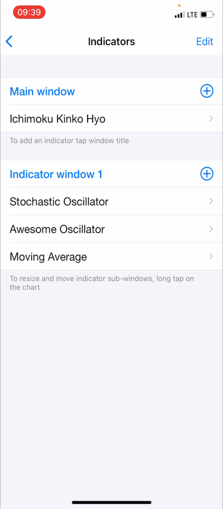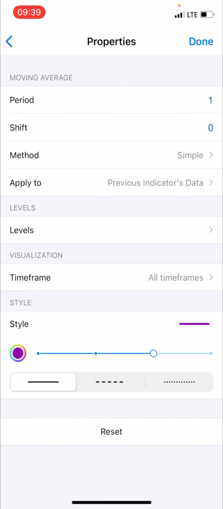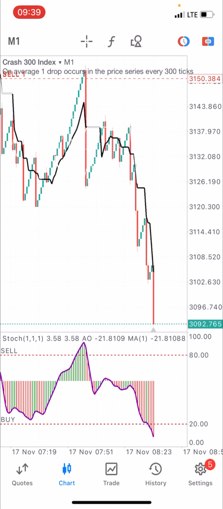And the last one is the moving average, which will help us also get some information on when to buy and sell. The period there is 1, the shift is 0, method is simple, apply to previous indicator's data, there are no levels, and the time frame, all time frames, and you can use any color you want. When you're done, you click on done and you go back to your chart. So currently we are in huge profits, given that we've given this trade to the VIPs.